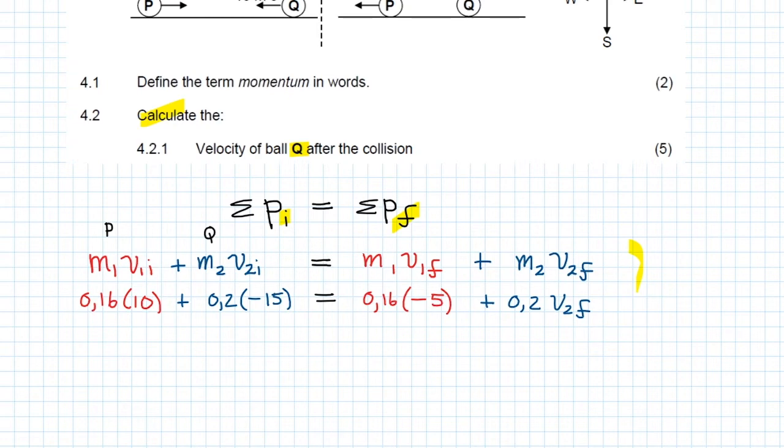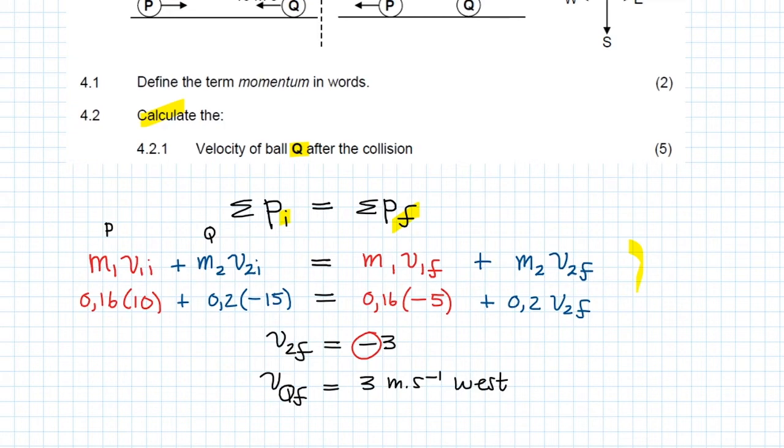When we plug this into our calculators, we find that the final velocity is going to be equal to negative 3. Of course, this is the final velocity of ball Q, so I'm going to label it Q now, and this is going to be 3 meters per second. We need to give our answer direction. The direction here will be towards the west, since east is positive, and west is the direction that is negative.